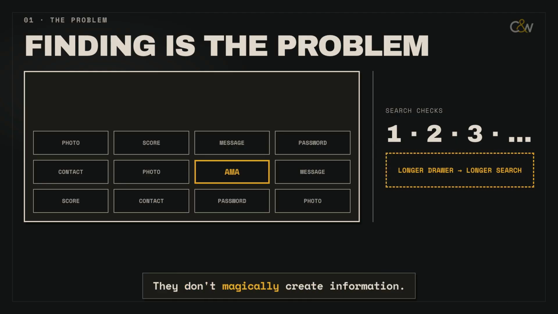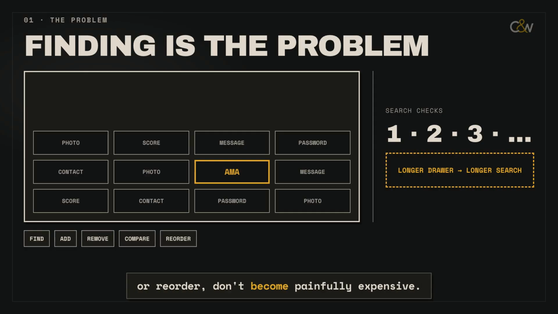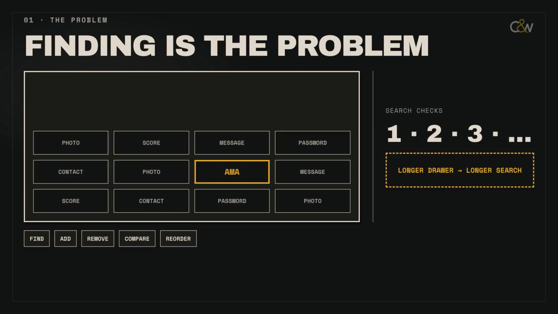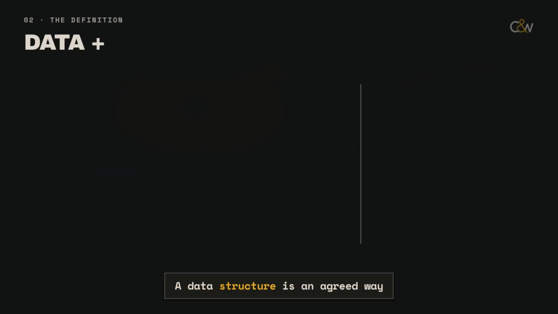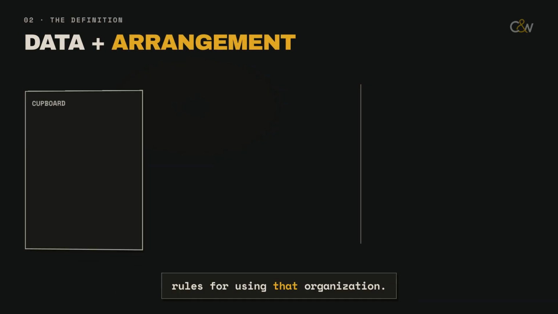They don't magically create information. They arrange information so the things we need to do next, find, add, remove, compare, or reorder, don't become painfully expensive. A data structure is an agreed way to organize data, together with rules for using that organization.